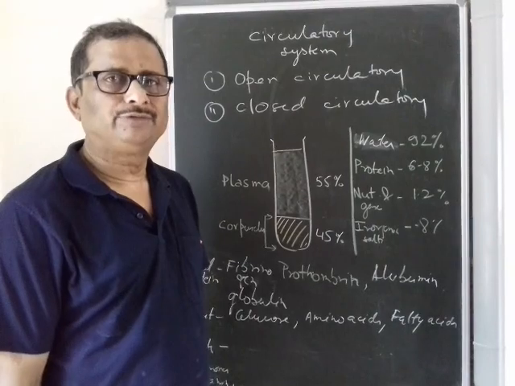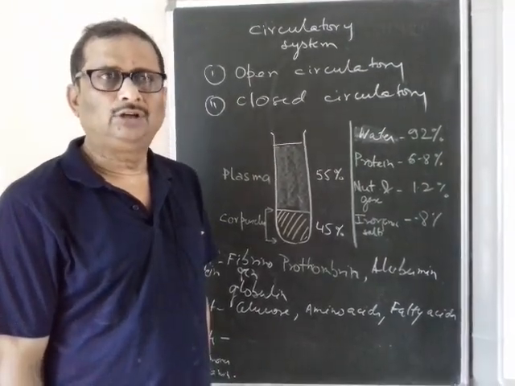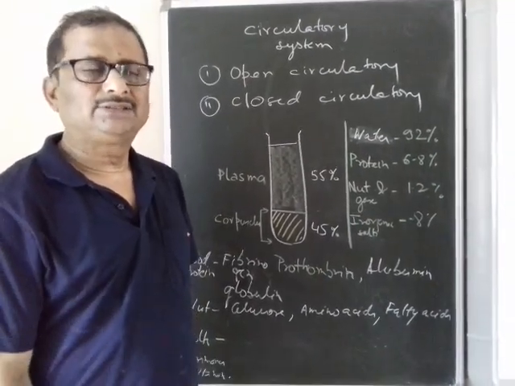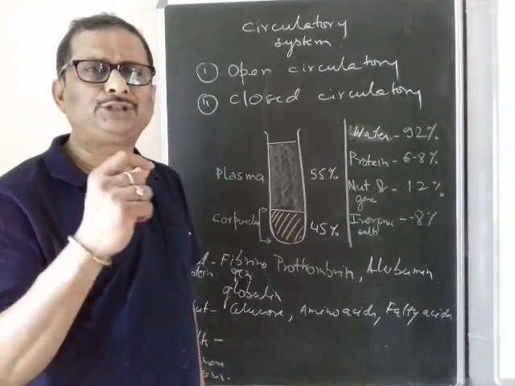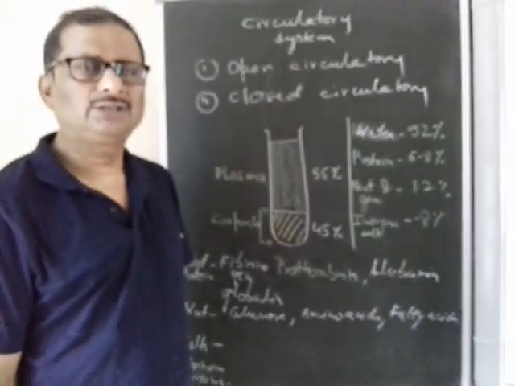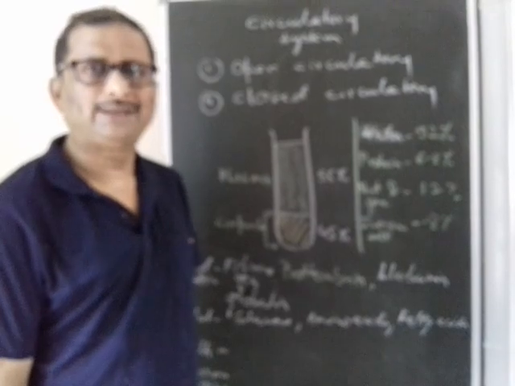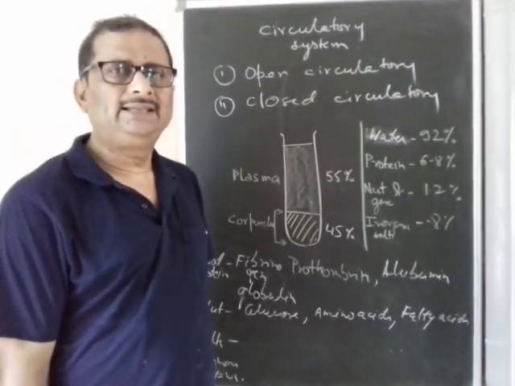There are some other types of fluid which are not flowing at all, for example the synovial fluid, or which have only very partial movement, for example the cerebrospinal fluid, which has very little movement.